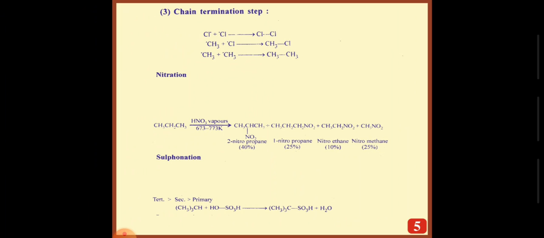Nitration. When alkane reacts with nitric acid vapors at 673 to 773 K temperature through a free radical mechanism, a mixture of all possible nitroalkanes is formed. That is, propane on nitration gives a mixture of 2-nitropropane 40%, 1-nitropropane 25%, nitroethane 10%, and nitromethane 25%.